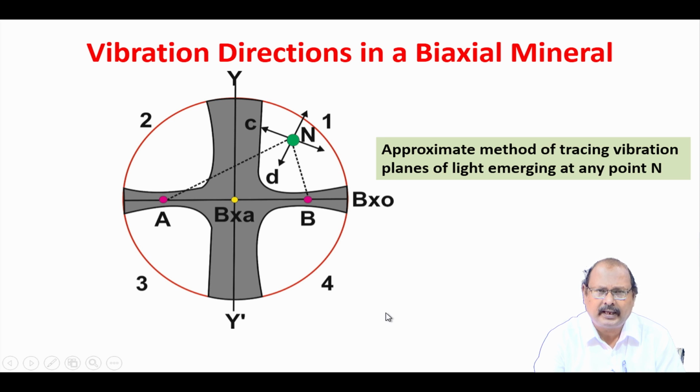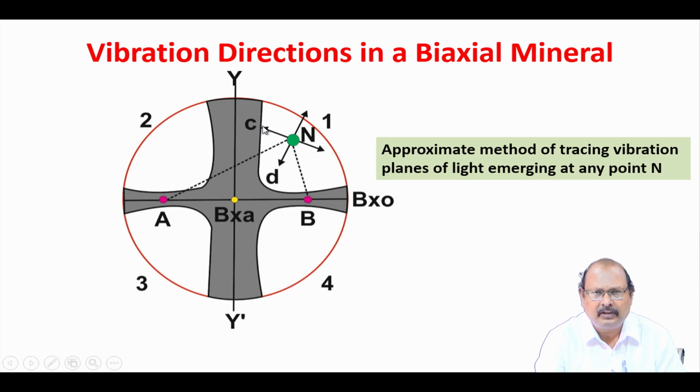So, after insertion of the accessory plate, if there is an additive effect here, so if you insert the first order red plate or gypsum plate, and if you see blue color in quadrant 1, the blue means second order blue. So, there is an additive effect that has taken place here. Additive effect means the retardation has been added up here. That means it is only possible when the first vibration direction in the accessory plate has coincided with the first vibration direction in the mineral.